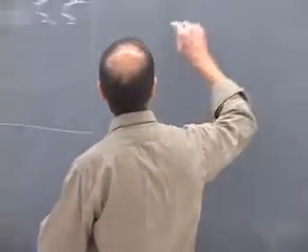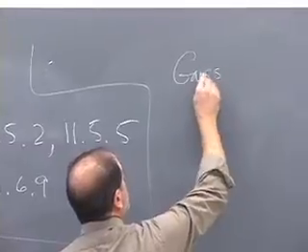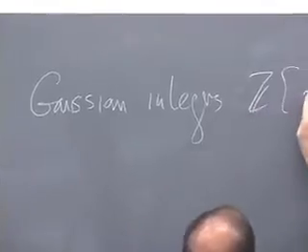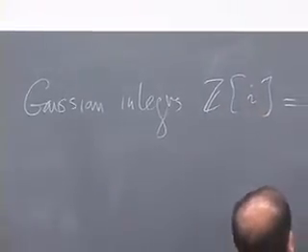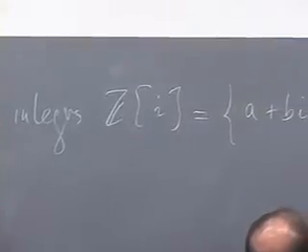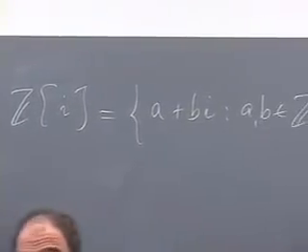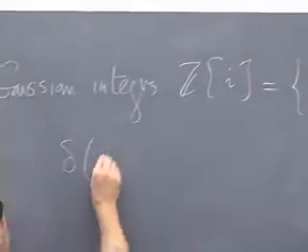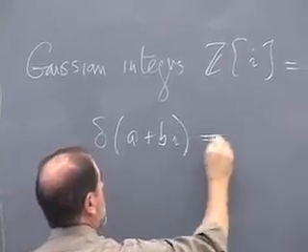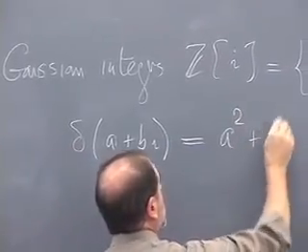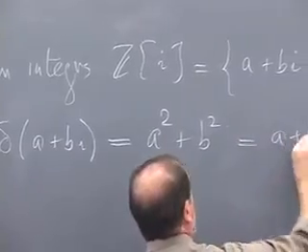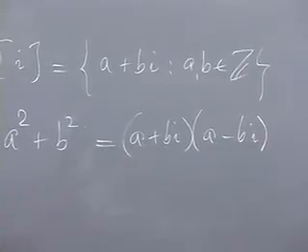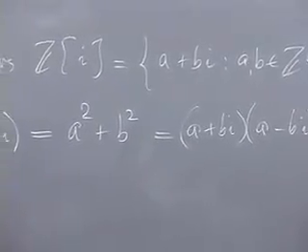So today I want to talk more about the Gaussian integers and the primes in the Gaussian integers. This is a wonderful ring that we've been looking at, and what we proved two lectures ago is that if we took the function delta of a plus bi to be a squared plus b squared, which is the same thing as a plus bi times a minus bi, then this ring is Euclidean with respect to this function.